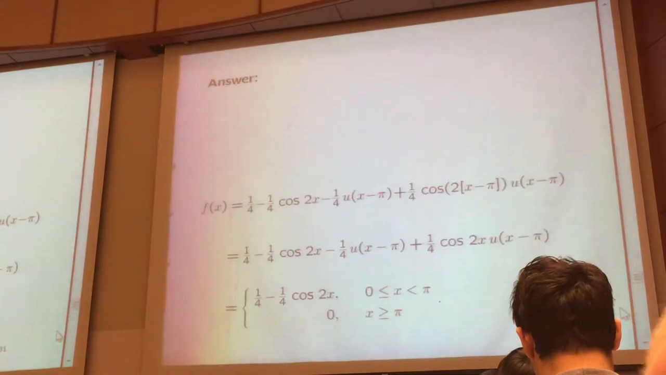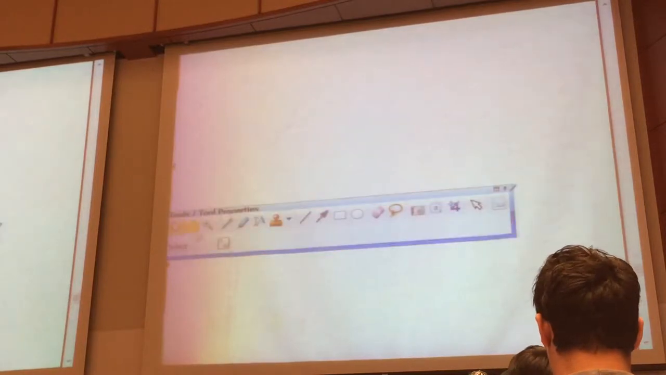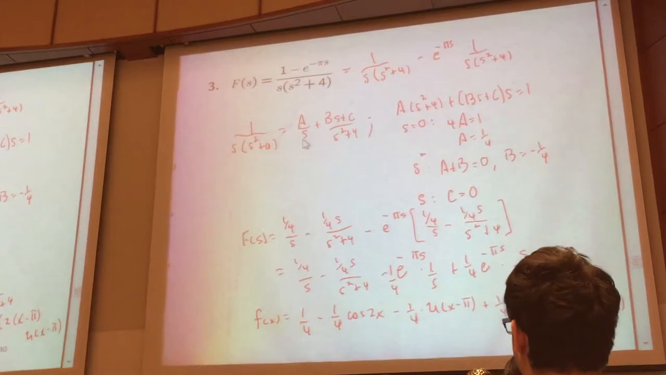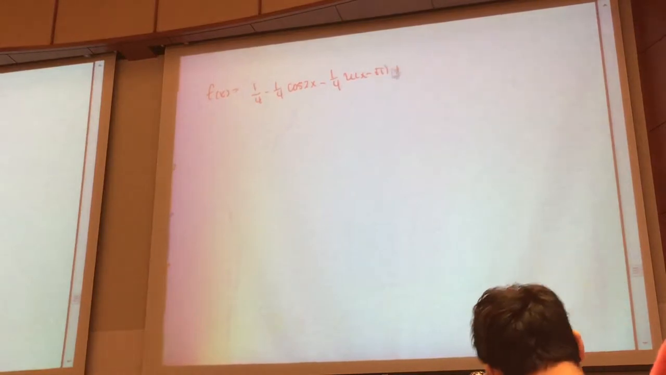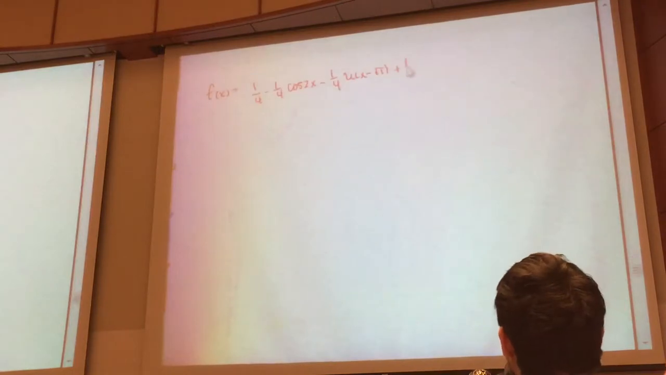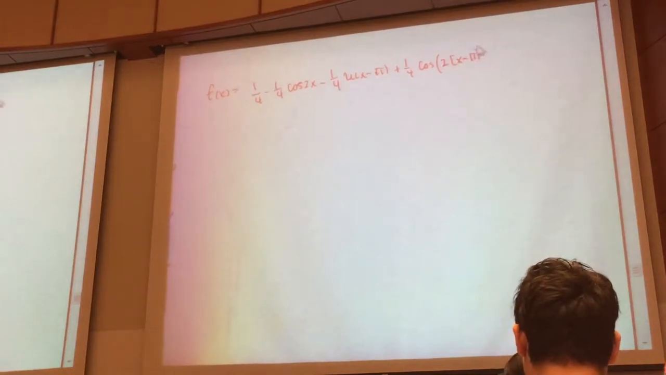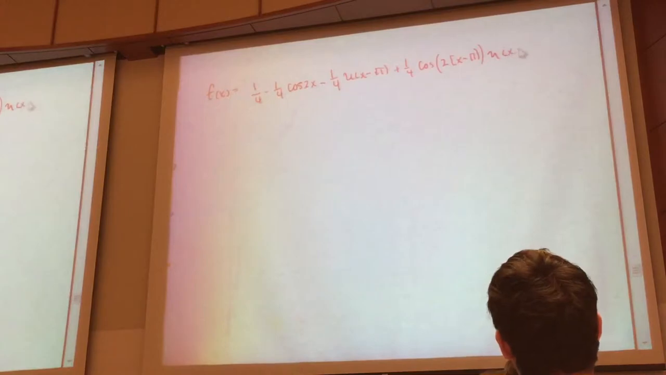Okay, so on my next page, I'm going to add a page here and write that out again neatly. So what we have is f of x is, what did we say? I said 1/4 minus 1/4 cosine 2x minus 1/4 u of x minus pi plus, I think we had, 1/4 cosine of 2 times x minus pi. The x has to be translated to pi, but I invert. u of x minus pi.